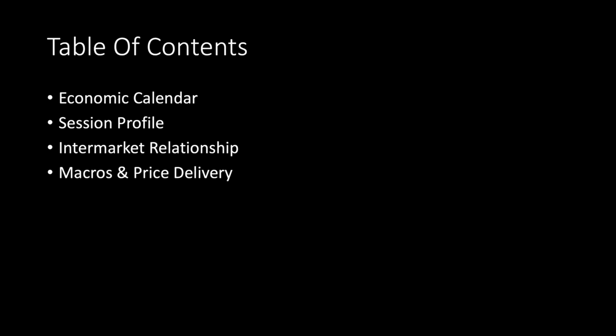So let us first take a look at the table of contents for this lecture. We're first going to take a look at the economic calendar. That means that we're going to take a look at how we can use the economic calendar to determine what days and sessions are high or low probability sessions. Next to that, we're going to take a look at the session profile, meaning what is the current session likely to look like? How is it likely to deliver? Next to that, we're going to take a look at intermarket relationship. And finally, we're going to take a look at macros and price delivery.